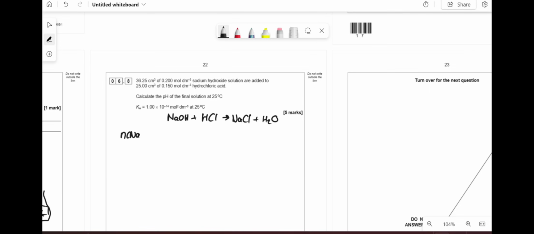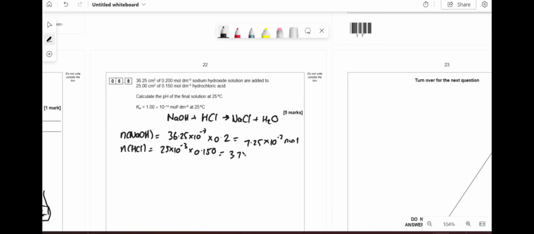So the moles of NaOH is going to equal its concentration times volume. So 36.25 times 10 to the minus 3 times 0.2 gives you 7.25 times 10 to the minus 3 moles. And then the moles of HCl equals 25 times 10 to the minus 3 times 0.150, which is going to give you 3.75 times 10 to the minus 3. So you can see that there's more NaOH than there is HCl. So the moles of excess NaOH is going to equal 7.25 times 10 to the minus 3 minus 3.75 times 10 to the minus 3, which is 3.5 times 10 to the minus 3 moles.